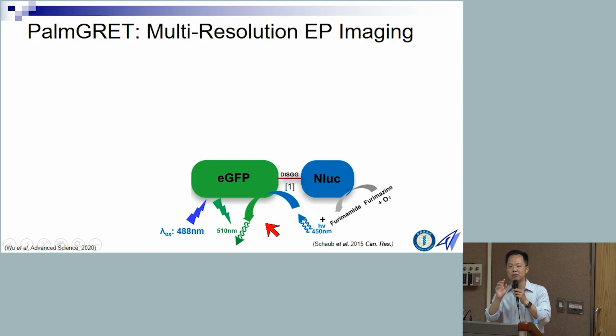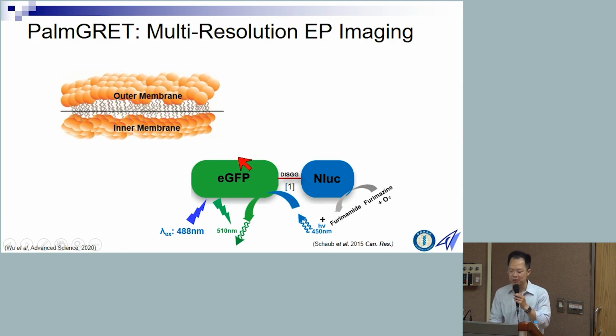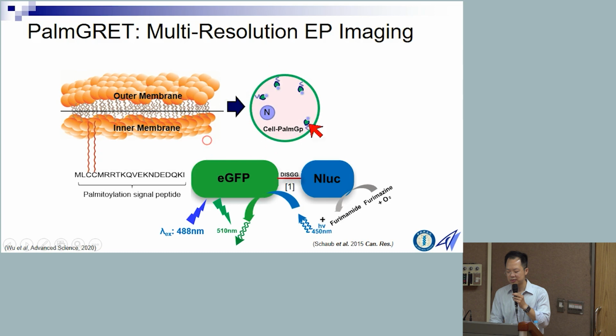So one reporter will actually give you two outputs. And this is actually quite convenient for our use because we tag them to the inner leaflet of the plasma membrane. So when we express them in the cells, all of the interior membrane of the cell will be labeled with this reporter. And likewise, the vesicle released by them will also be labeled.